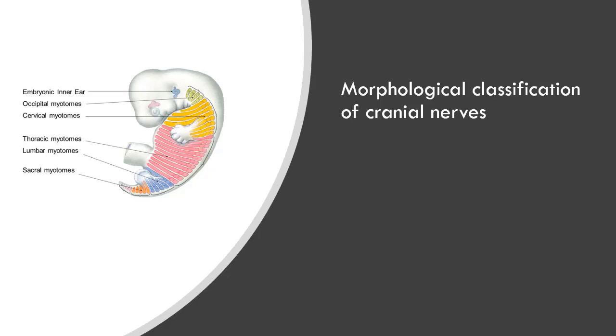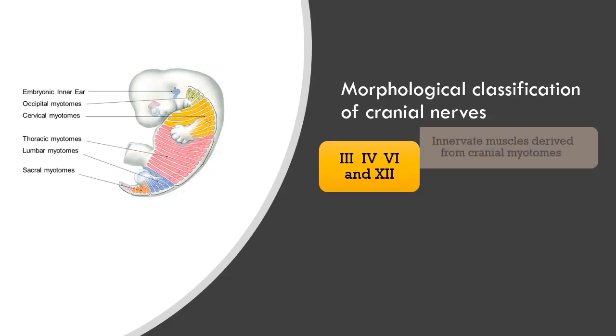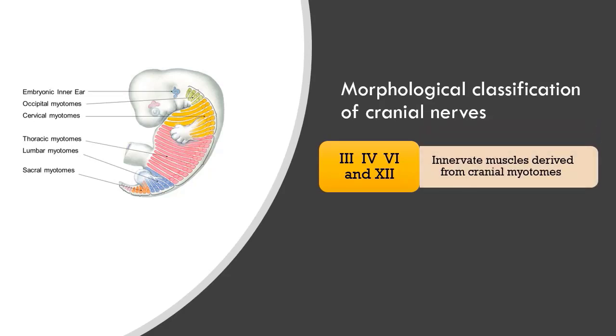Hi, hello, welcome. Morphologically, cranial nerves can be classified into three different varieties: oculomotor, trochlear, abducent, and hypoglossal nerves supply muscles derived from cranial myotomes. These are the muscles derived from cranial myotomes, occipital myotomes, and preoccipital myotome.